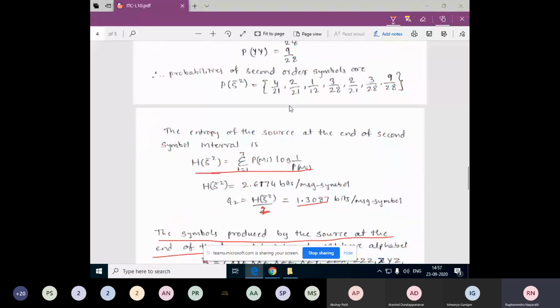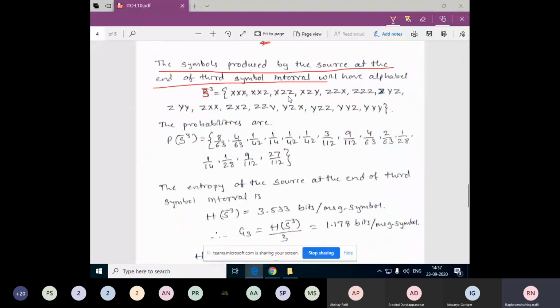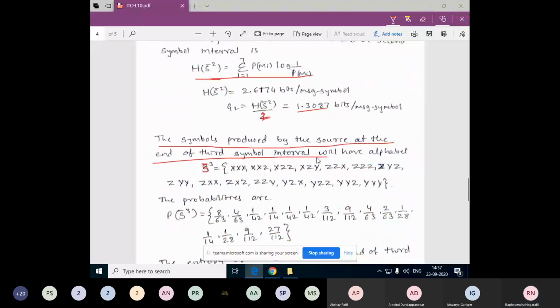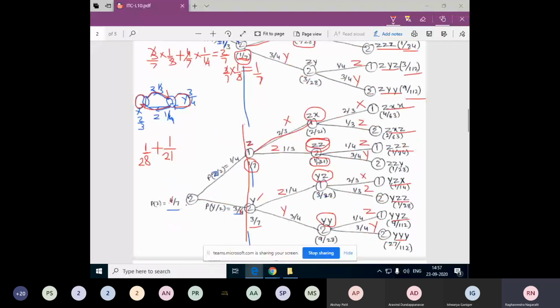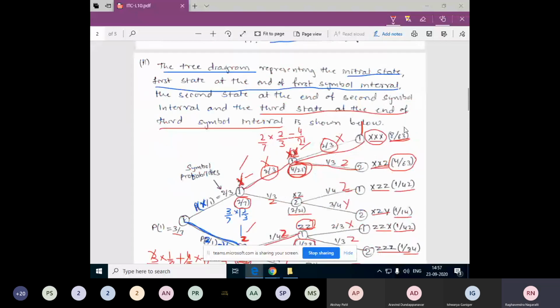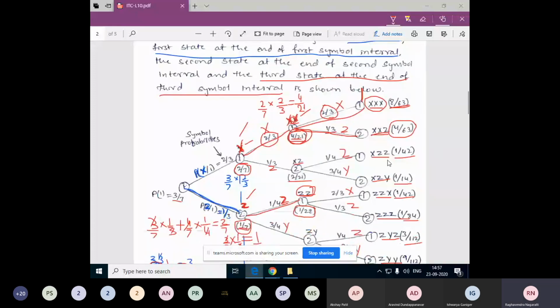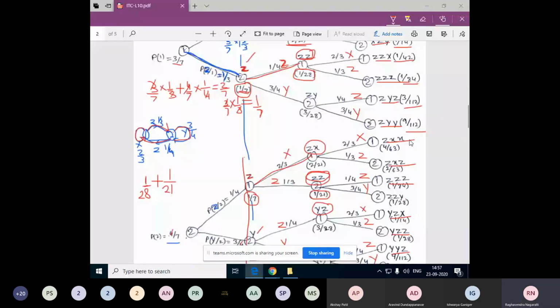XXX, XXZ, XZZ, XZY. So these are the symbols. And now these are the probabilities. And we have already written those probabilities here. And you know how to calculate these final probabilities. This probability into the probability of emission during this transition. So this into this, you will get 8 by 63, 4 by 64 by doing multiplication of this and this probability. 1 by 42 by multiplying 2 by 21 into 1 by 4. So like this, we have calculated all the probabilities for the third symbol interval or third order probabilities.